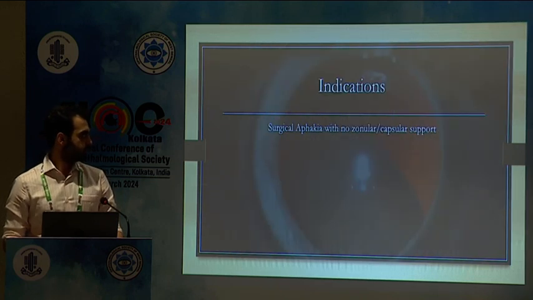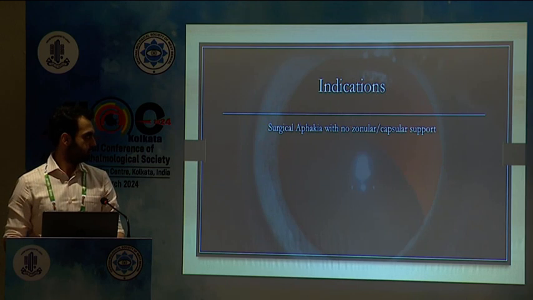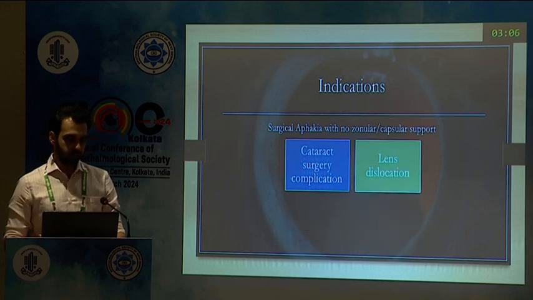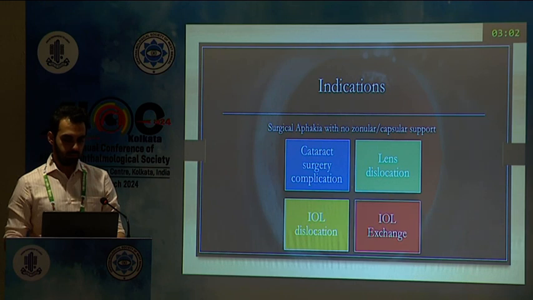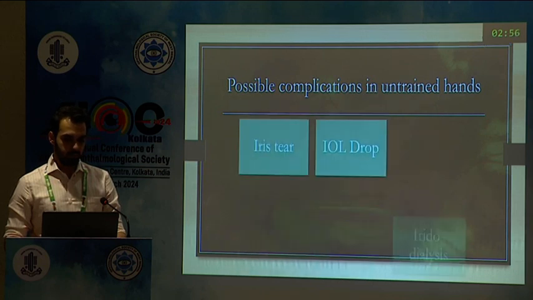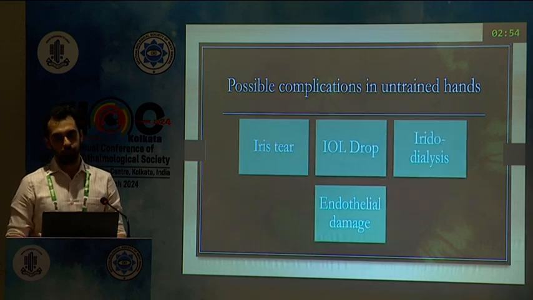The usual indications are surgical aphakia with no zonular or capsular support, which can usually occur as a consequence of a cataract surgery complication, a lens dislocation, an IOL dislocation, or an IOL exchange procedure. What are the possible complications? Iris tears, IOL drops, iridodialysis, and endothelial damage during implantation.